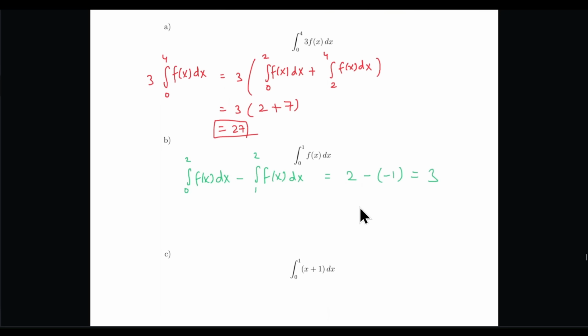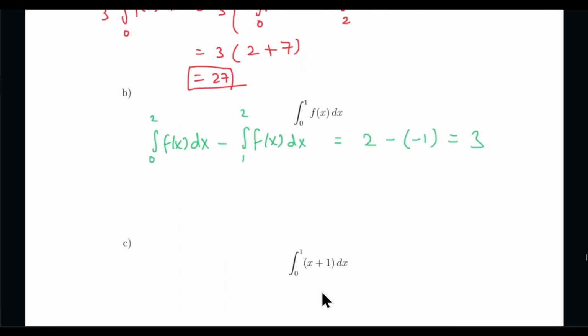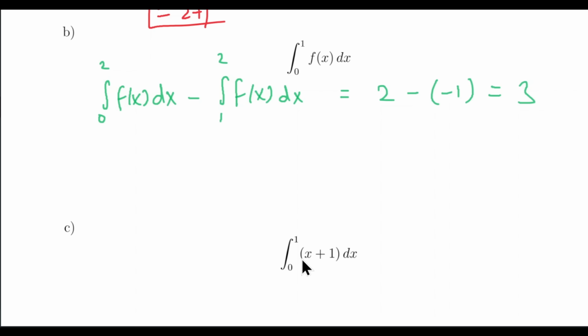The next is 0 to 1 of something dx. Okay, there is a typo, of course, in the question. This is not x plus 1. This is f of x plus 1. So please make sure you have that correction.